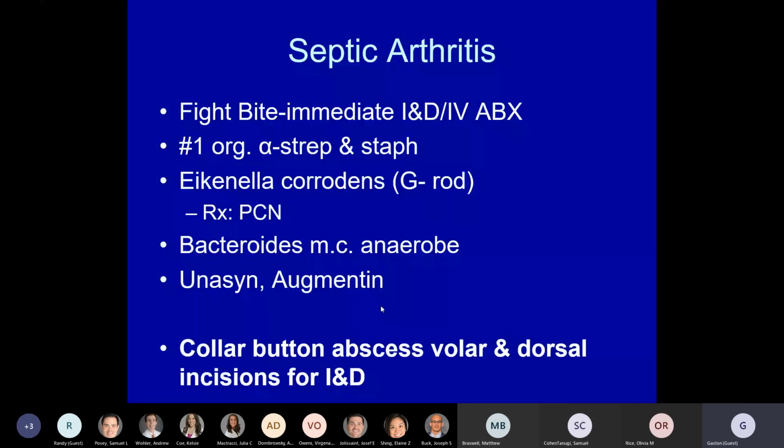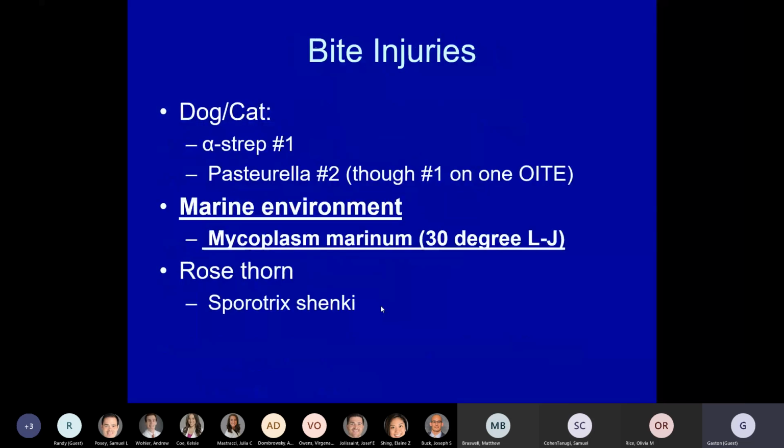And then a collar button abscess has been asked. They're going to show you an infection between two fingers, like at the metacarpal head level, and it's going to look like the fingers are abducted away from each other. They're going to want you to do an I&D through a combined volar and dorsal approach, and then IV antibiotics. Cat bite, alpha strep's the most common. Pasteurella is the classic answer, though on one of the OITEs, they said Pasteurella is the most common. So again, one of those mixed messages.